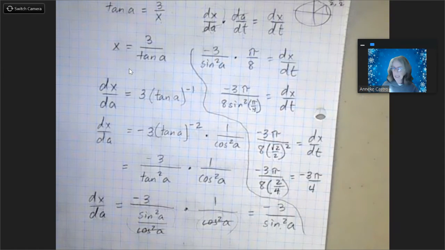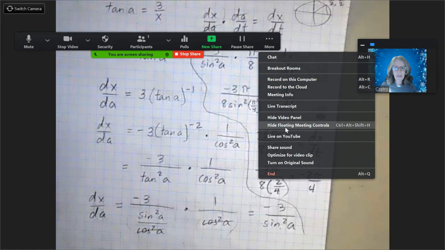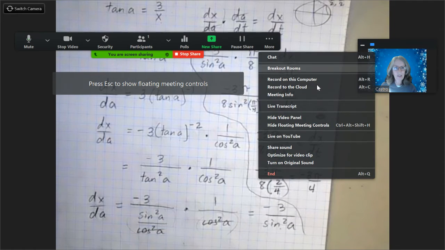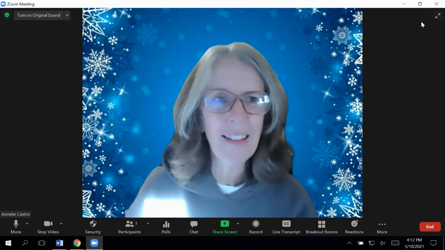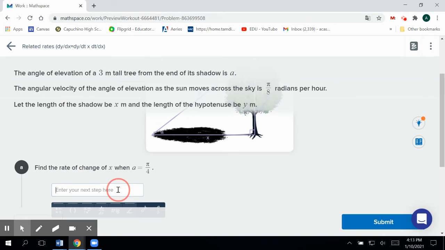So let's see. Why won't it let me? Nope. Shoot. Why can't I shrink this back down? Oh no, I'm stuck. Okay, there we go. I'll stop my sharing. There we go. Got back to Mathspace.